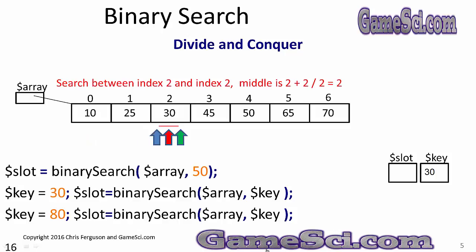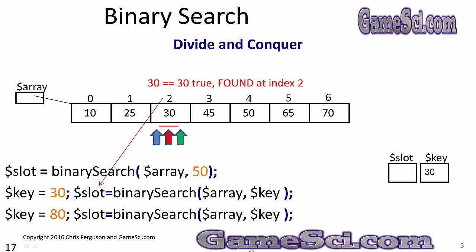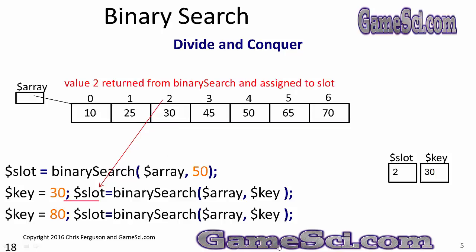Do you see the divide and conquer? We've searched 3. We've searched 1. We've determined that it must be between 1 and 3, which is 2. The start is 2. The end is 2. And the middle is 2. 2 plus 2 divided by 2 is 2. So let's search position 2. And it found it. Our key was 30. We found 30 in the array. Boom. Return index 2. The value 30 was found in position 2 of the array. Return that as the slot.